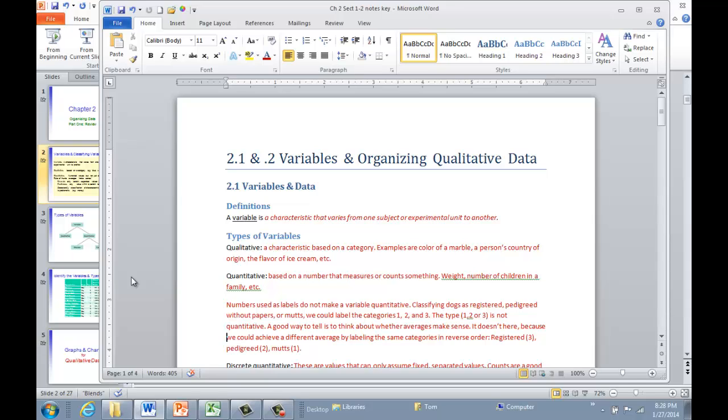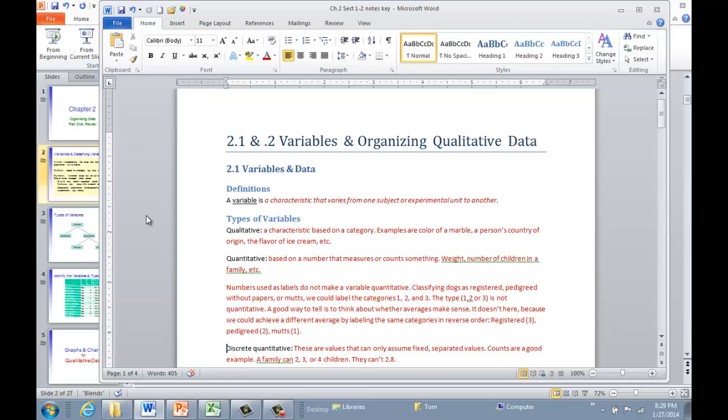Well, it really doesn't, because we could achieve a different average by simply reversing the way that we're numbering the categories. For instance, we could call the registered dogs a 3. We could call the pedigreed without papers dogs a 2, and the mutts could be a 1. Well, if we did that, we would get a different average, and therefore, without knowing the scheme of labeling, the average of categories for dogs that we inspect simply wouldn't communicate anything on its own.